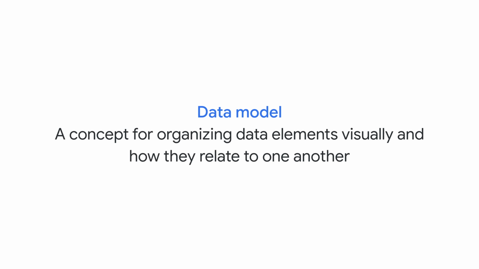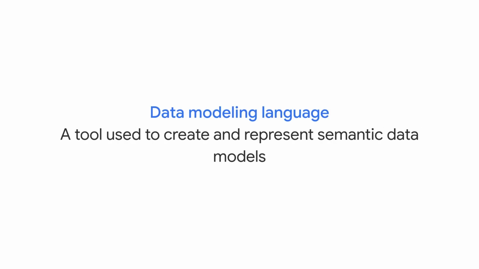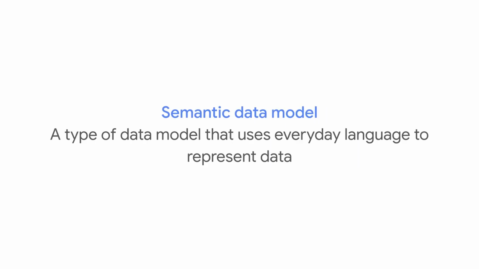But what is a data modeling language? A data modeling language is a tool used to create and represent semantic data models. And to dig a little deeper, a semantic data model is a type of data model that uses everyday language to represent data. This makes it easier for users to understand the meaning of the data and how it relates to each other. As a cloud data analyst, you have many data modeling languages available to build semantic data models, and each one is unique.